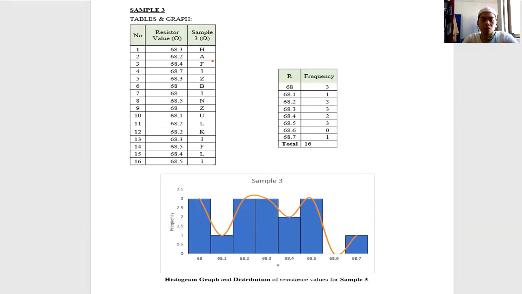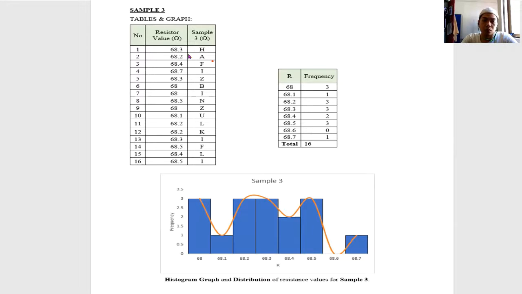Assalamualaikum warahmatullahi wabarakatuh. Hello, my name is Muhammad Narafi, specifically with metric ID AE190016. So for this next, I will describe about sample 3, which consists of 16 data of sample.